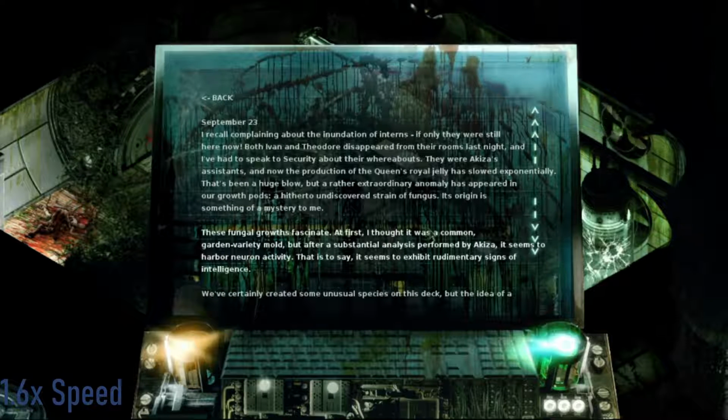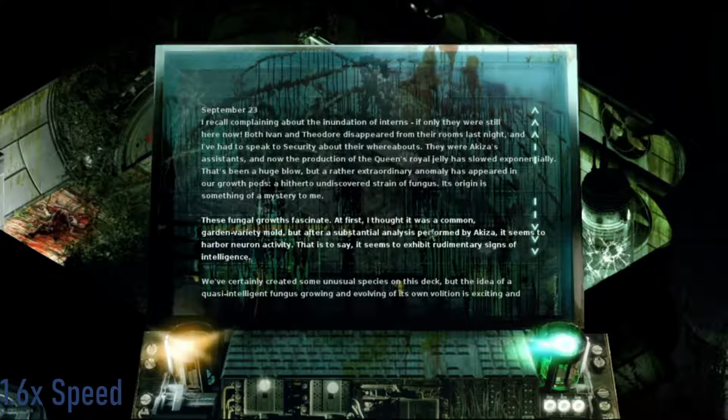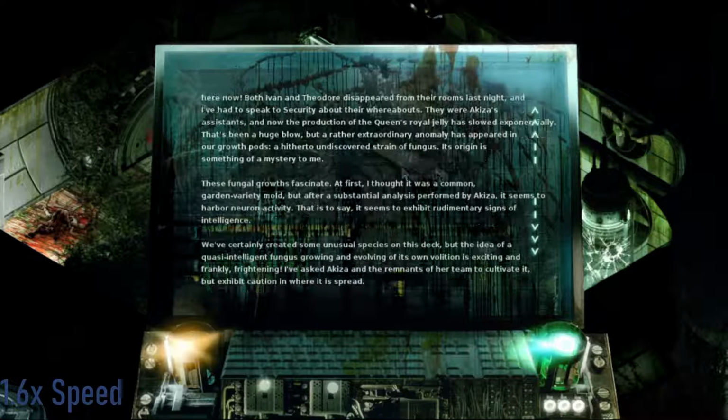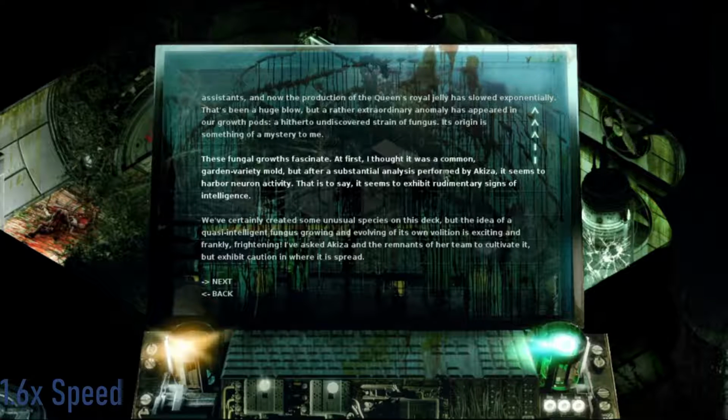September 23rd. I recall complaining about the inundation of interns. If only they were still here now. Both Ivan and Theodore disappeared from their rooms last night, and I had to speak to security about their whereabouts. They were Akisa's assistants, and now the production of the Queen's Royal Jelly has slowed exponentially. That's been a huge blow, but a rather extraordinary anomaly has appeared in our growth pods. A hitherto undiscovered strain of fungus. Its origin is something of a mystery to me.